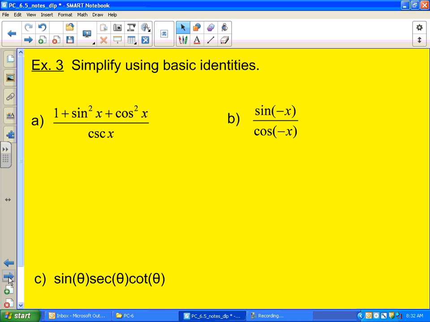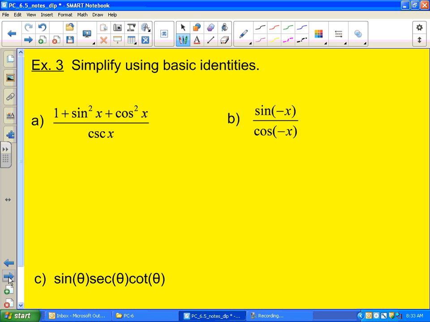Now, it does get more complicated than this, but we're going to go pretty basic with our stuff for right now. So what we want to do when we simplify these identities or these expressions is we want to rewrite them. Sometimes maybe they'll end up as an integer, sometimes just another trig function value. And that's our goal. We want to make them look like one of those two things.